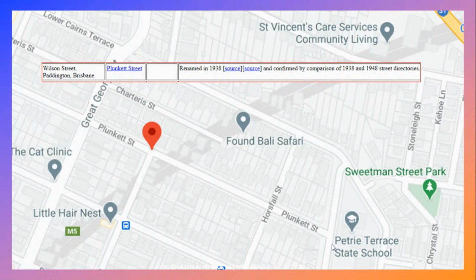So by looking at electoral rolls and also then comparing them to maps, you may be able to locate the school name that any children of the couple that you're researching went to. So don't neglect maps when using electoral rolls as well. Now I'm going to move on to directories.